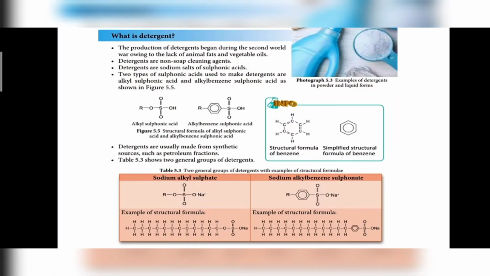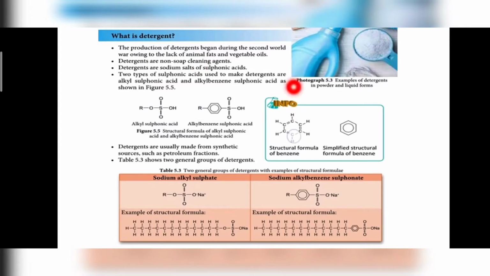So what about detergent? What is detergent? Detergents are non-soap cleaning agents. Detergents are sodium salts of sulfonic acid. There are two types of sulfonic acid. The first one is alkyl sulfonic acid, and the second one is alkyl benzene sulfonic acid. So this is the structure of alkyl sulfonic acid, R-SO3H, nampak? And this one is alkyl benzene sulfonic acid.